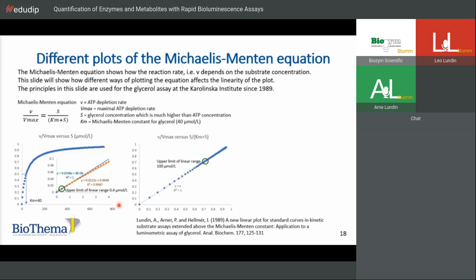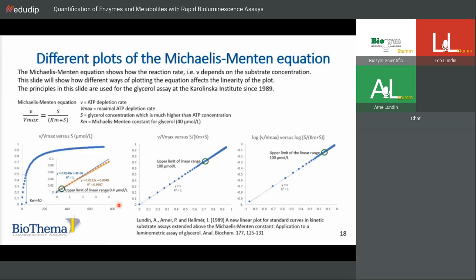If you instead plot the two sides of the Michaelis-Menten equation against each other, the plot will be a straight line from 0,0 to 1,1. For the glycerol assay, the linearity is up to 100 micromole per liter. This is 250 times better than the conventional V versus S plot. This log-log plot is an alternative depending on which glycerol levels are of most interest.